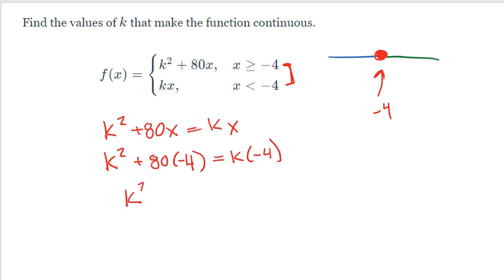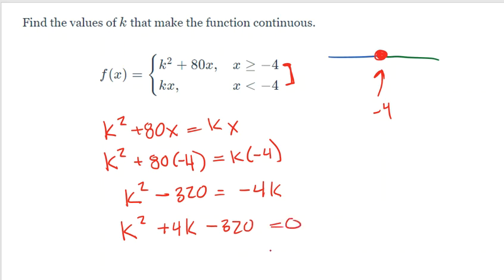So I get k squared minus, if you need a calculator, I mean, hopefully you don't need to, but you never know, 80 times -4 is minus 320, equals -4k. Now what I need to do is, it's a quadratic. Oh my goodness, we've spent a lot of time solving quadratics. So I'm going to leave the k squared, add the 4k over, and leave it as a minus 320, and I need to solve this. How do I solve this? I could factor, complete the square, or I could go ahead and use the quadratic formula.